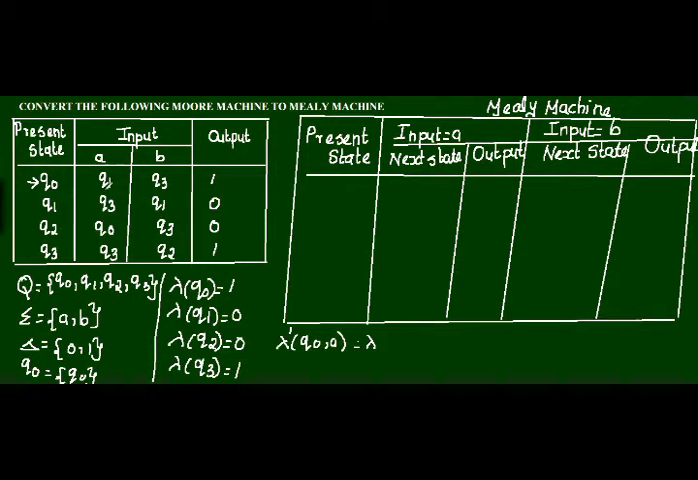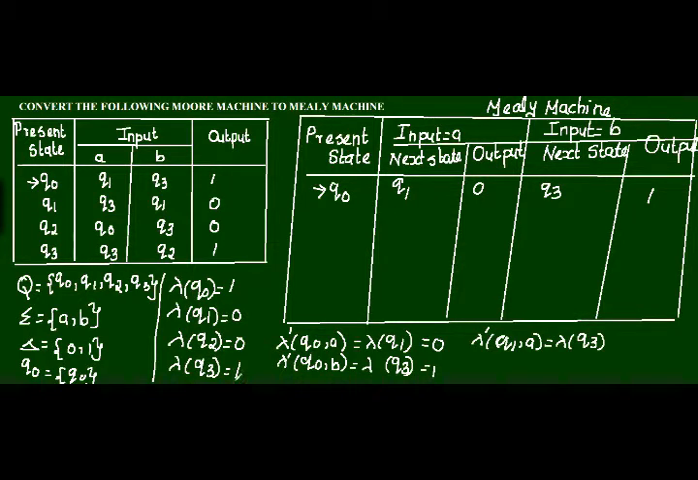Q0, if input is A, next state is Q1. Output of Q1 is 0. So Q0, next state is Q1 and output is 0. Now Q0, if input is B, next state is Q3. Output of Q3 is 1. Q1, if input is A, next state is Q3. Output of Q3 is 1. Q1, if input is B, next state is Q1.